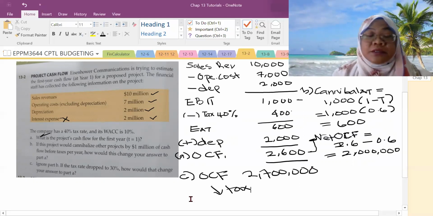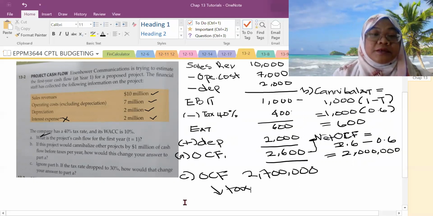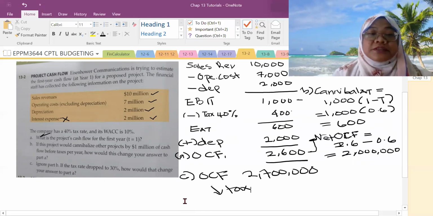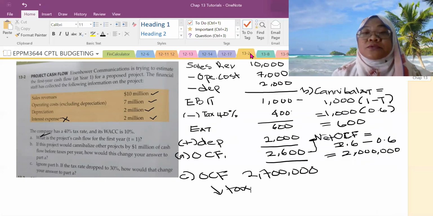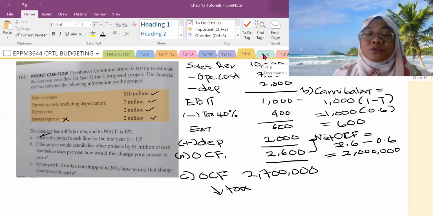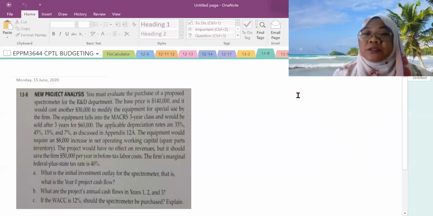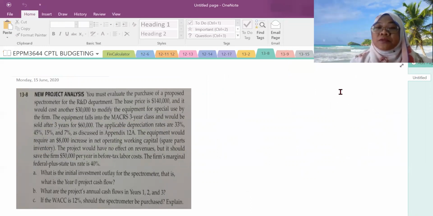Now kita dah settle dah apa ni? Question 13-2, kita move on to problem yang lebih, yang lebih complete, ya. Kita tepikan sikit yang ni.